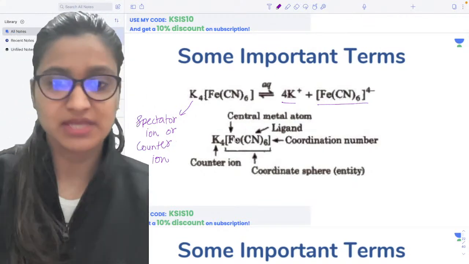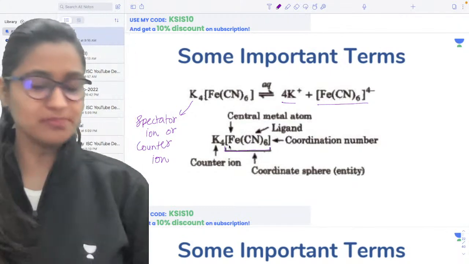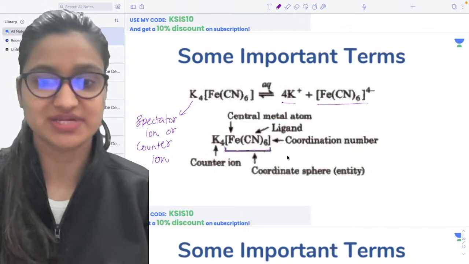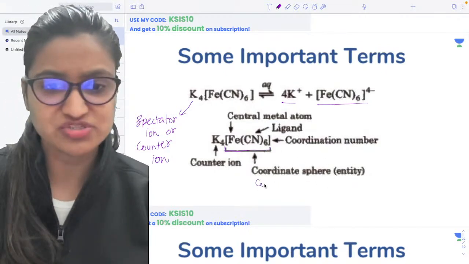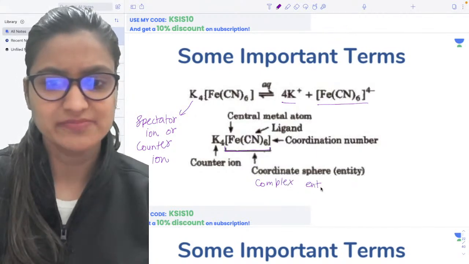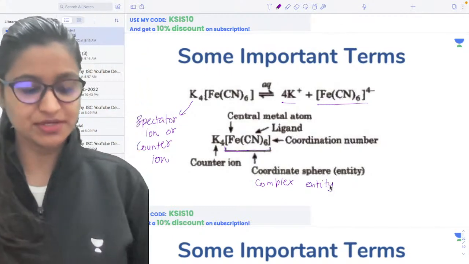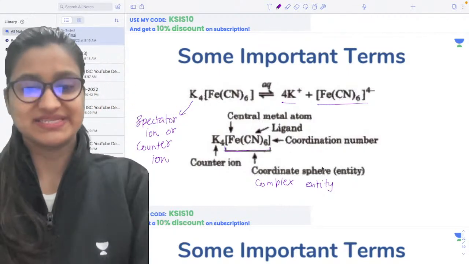All right, now let's jump into the square bracket, the complex part. This is called the coordination sphere. It is called the coordination sphere or coordination entity, or you can also call it the complex entity. This is the complex part. So this is nothing but your complex entity.